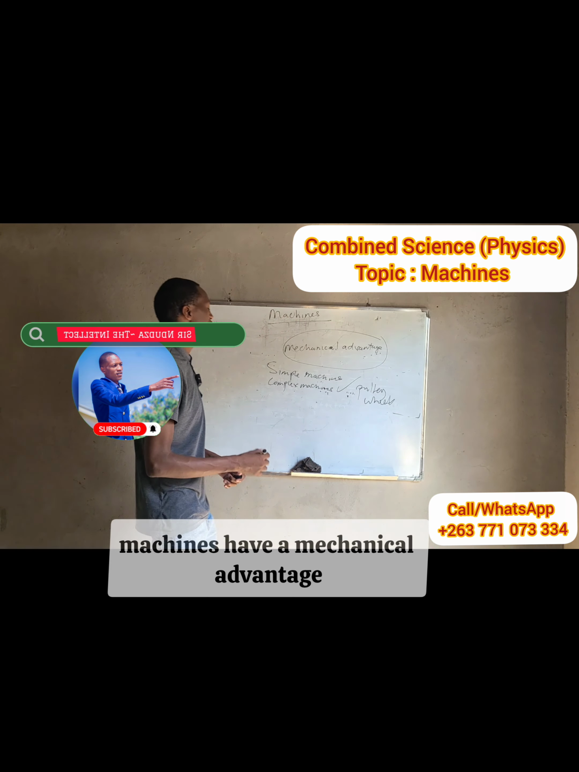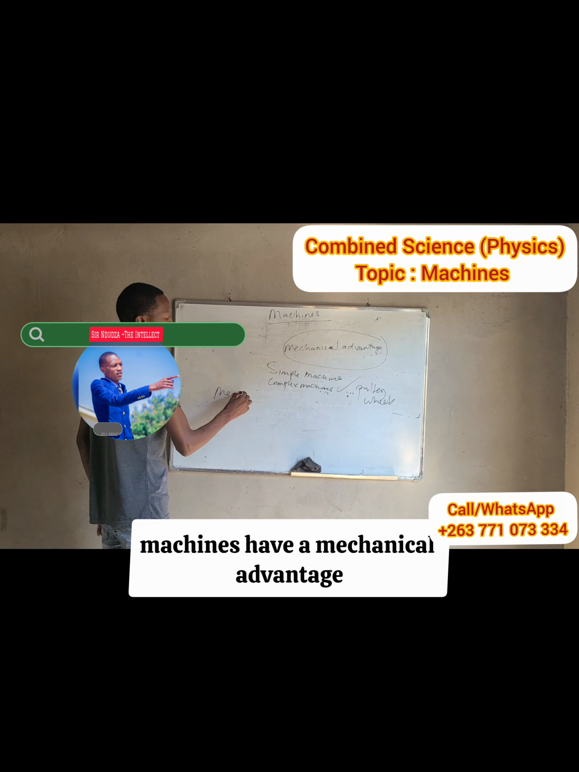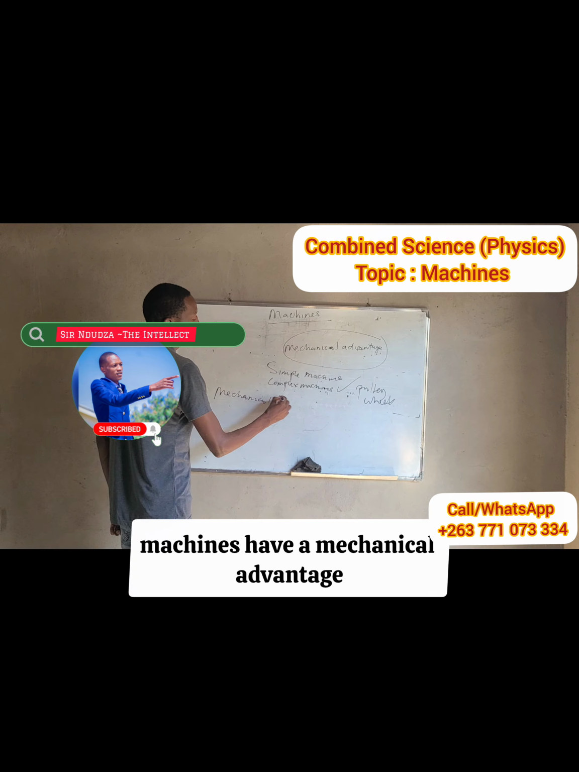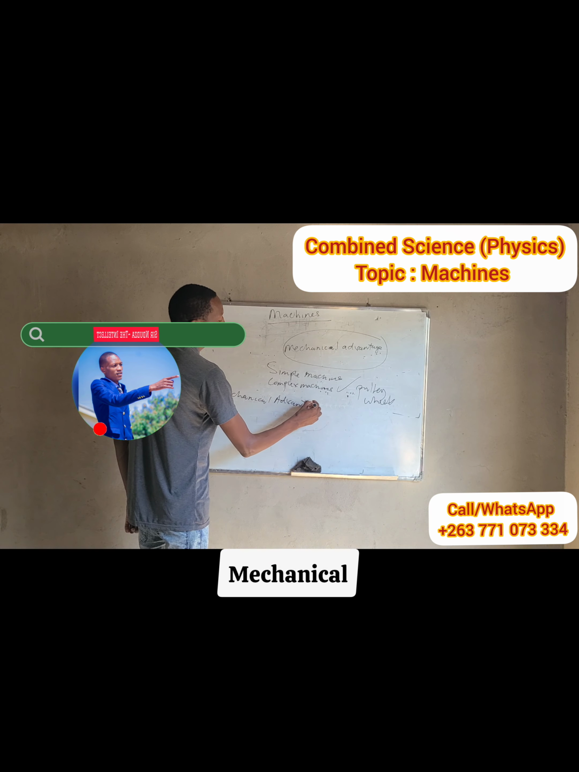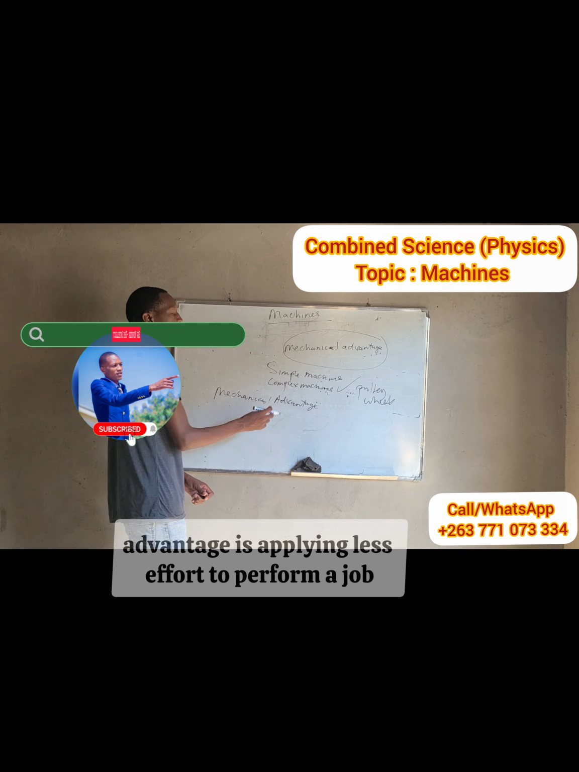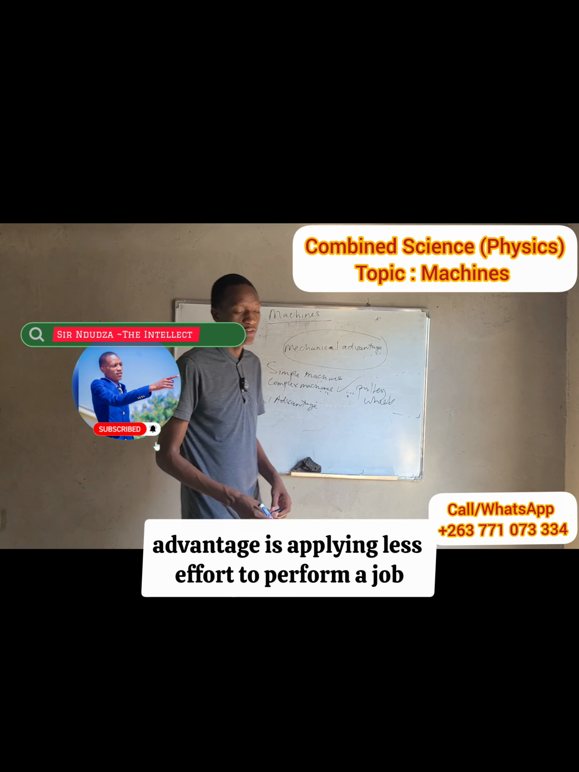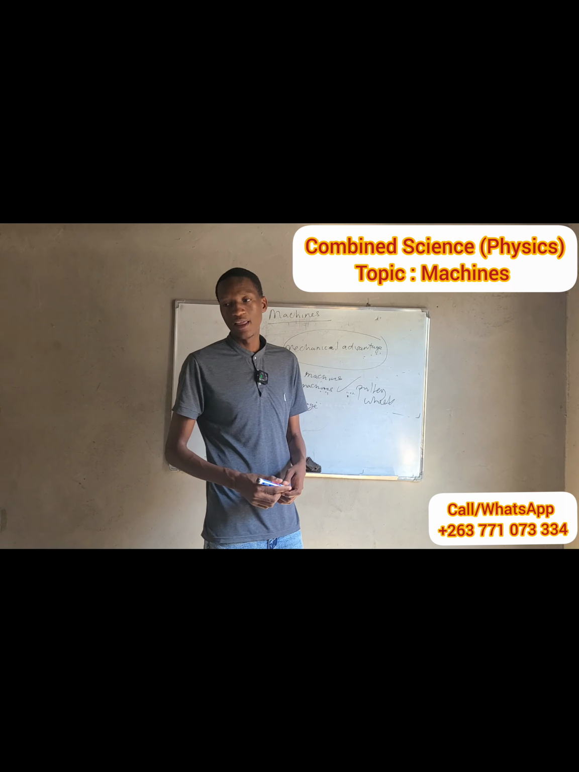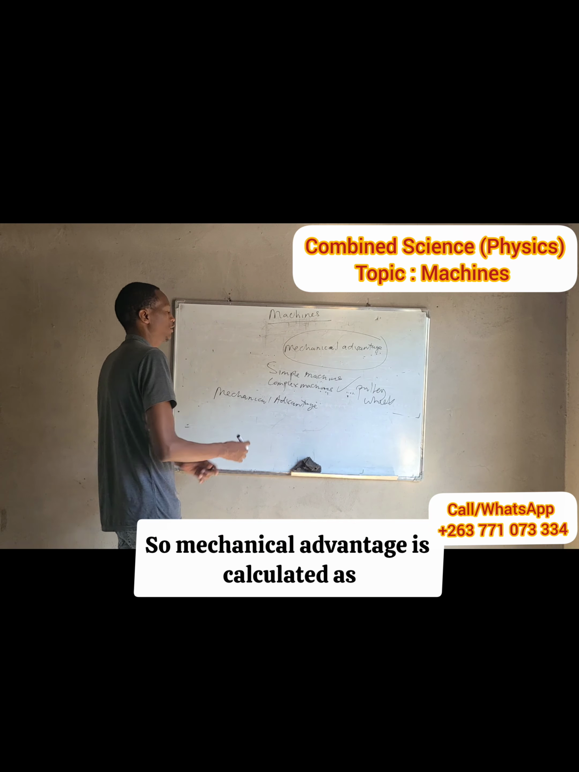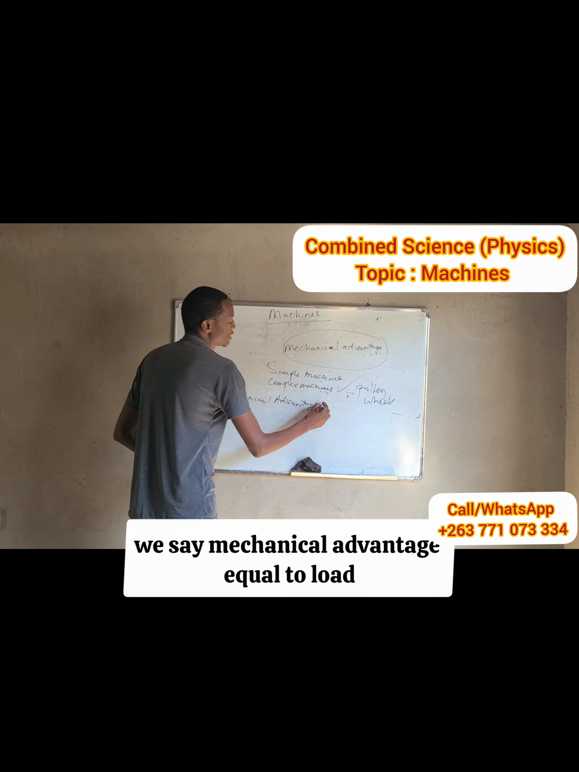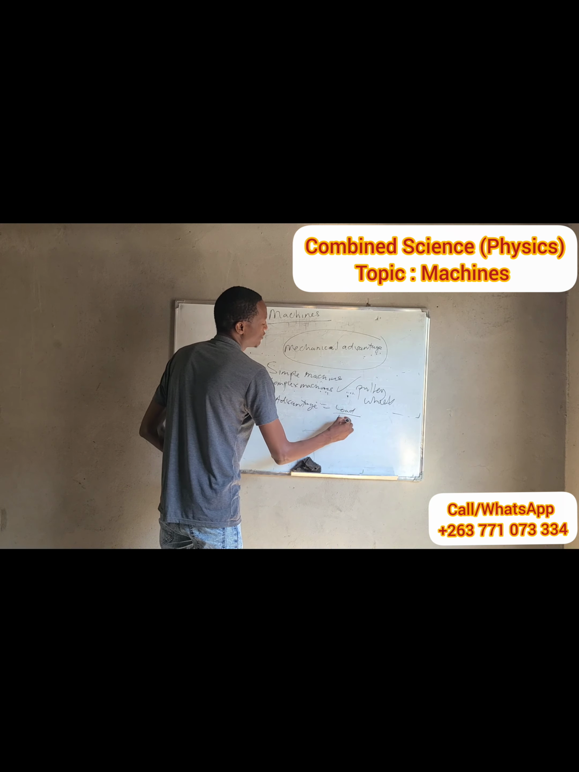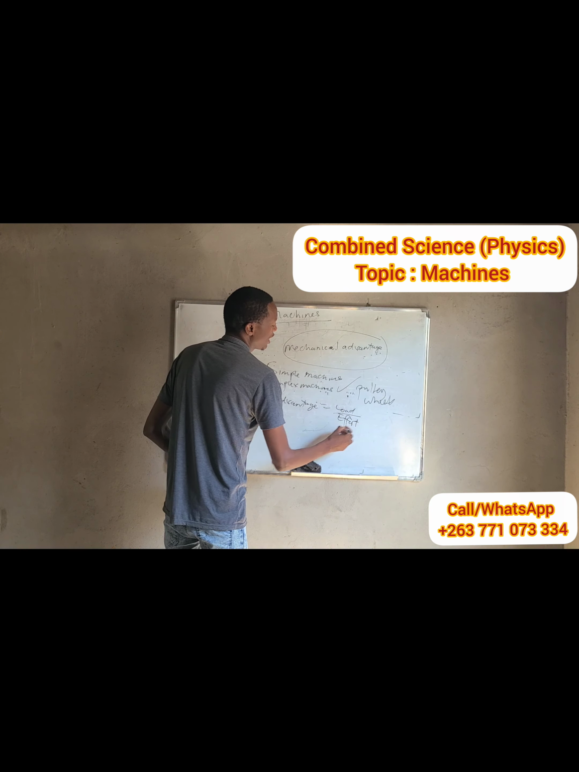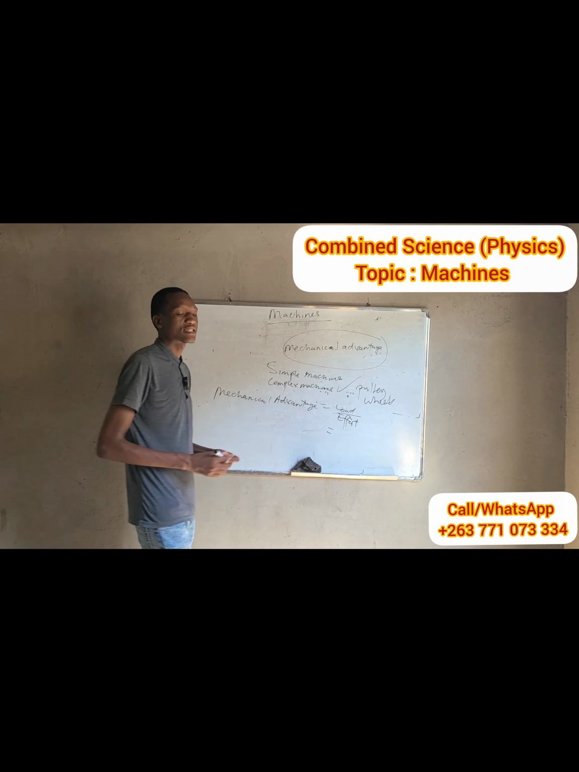So kuma machines ikoko toda kuziva kuti chii chinonzi mechanical advantage andika. Mechanical advantage is applying less effort to perform a job. It is calculated as mechanical advantage equal to load divided by effort. Then answer yacho is no SI unit.